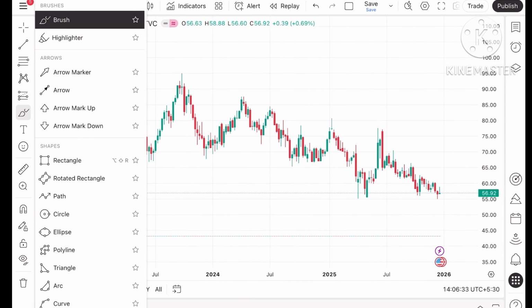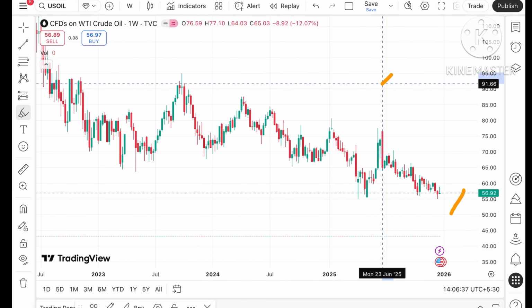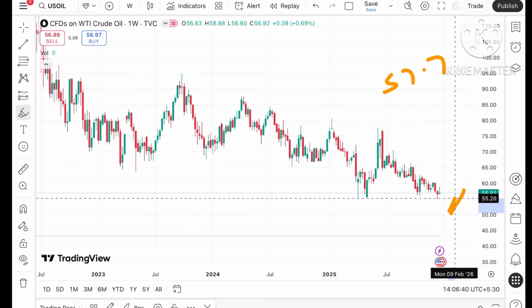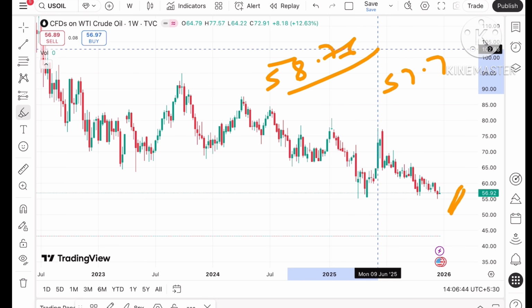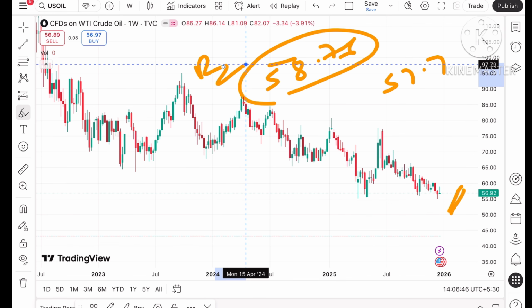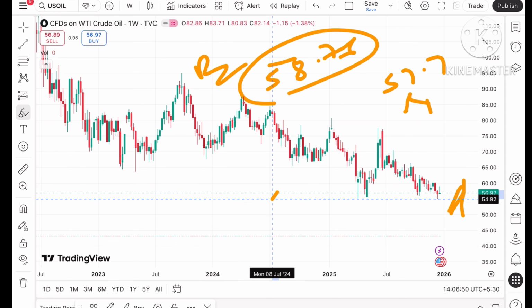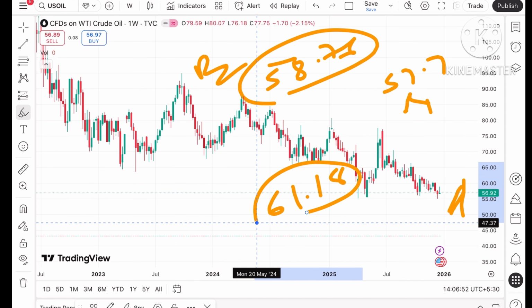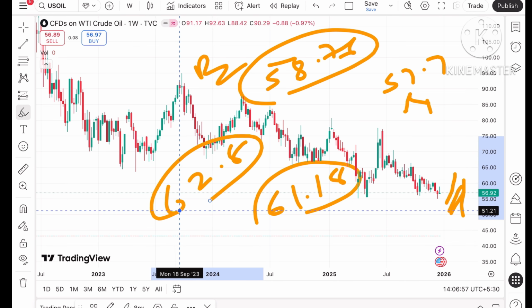Suppose if it starts going upside, we can see the probability of going towards the next level that is very close to it, around $57.7, and if the price moves above this level, the probability of going towards 58.76. Okay, this is resistance 2 and resistance 1, and once it starts going above this level, the probability of going towards a level of 61.18, and if the price moves above this level, the probability of going towards $62.8 is there.